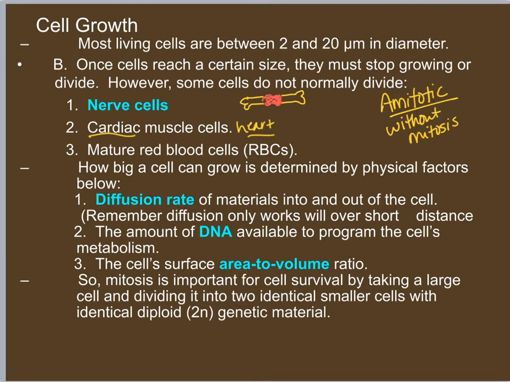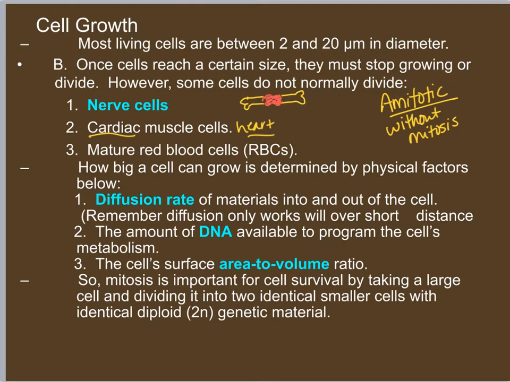Okay, if the DNA is there and ready to tell the cell what to do as far as its metabolism and gaining energy, because you have to have energy in order to grow, then boom, the cell's going to grow well. And then the cell's surface area to volume ratio. Maybe it's a thin cell, maybe it's a thick cell, maybe it's a small cell or a large cell. But whatever the case may be, the greater the surface area to volume ratio, the greater the diffusion, so the cell is able to grow longer or more and faster.